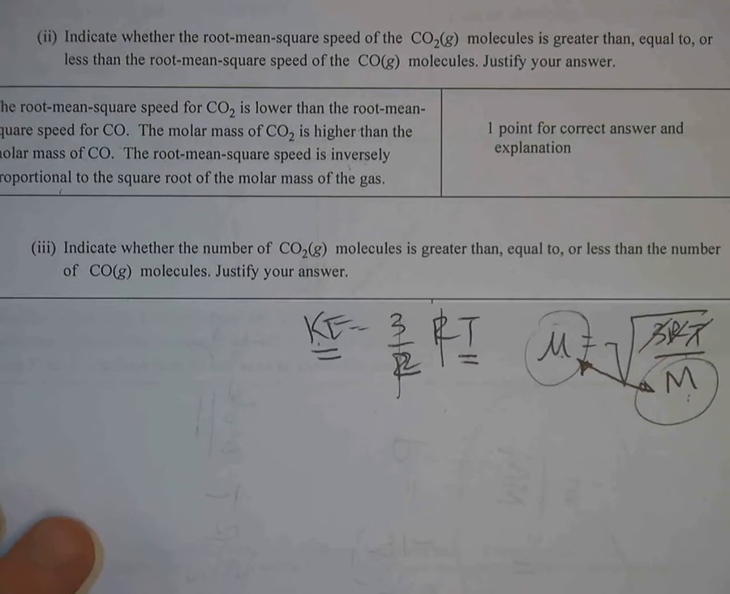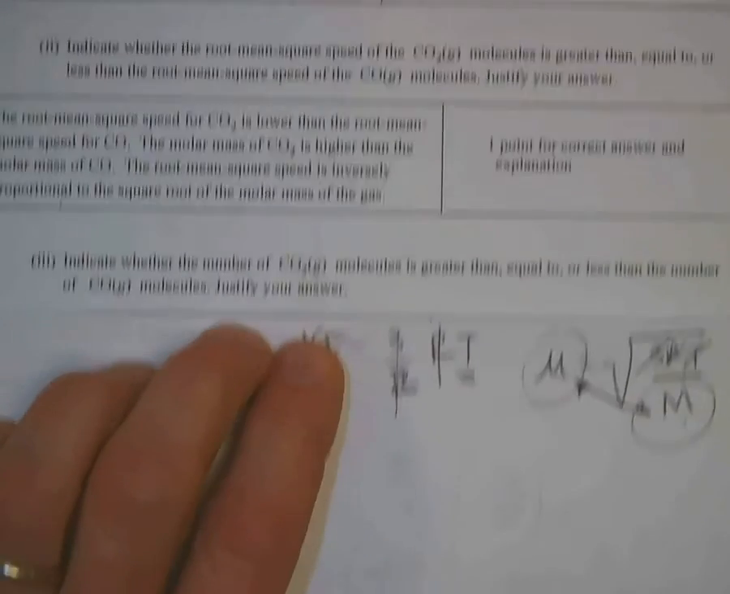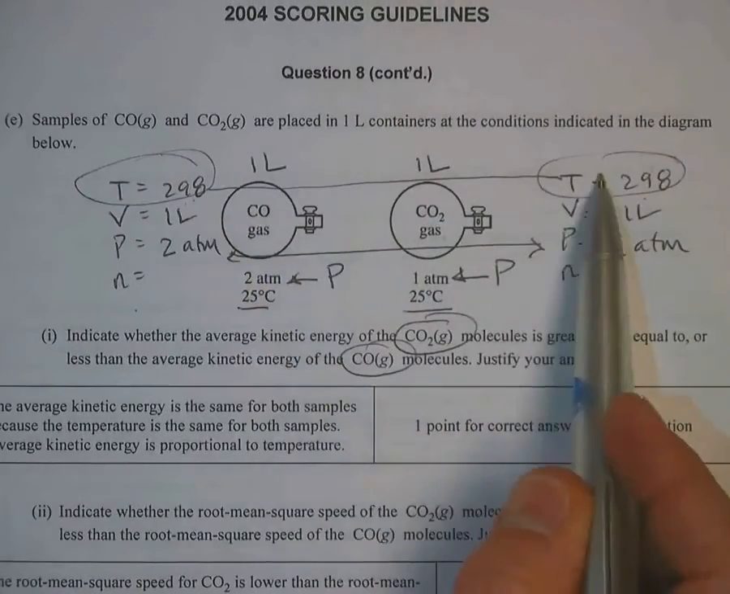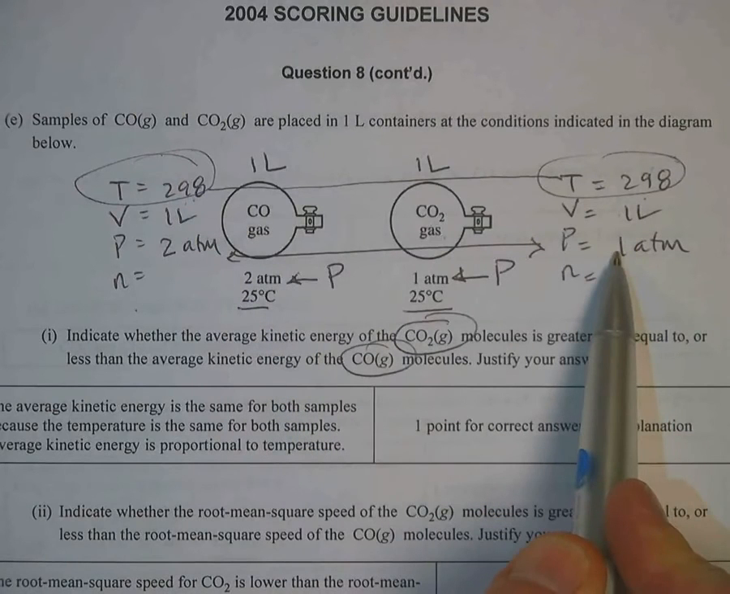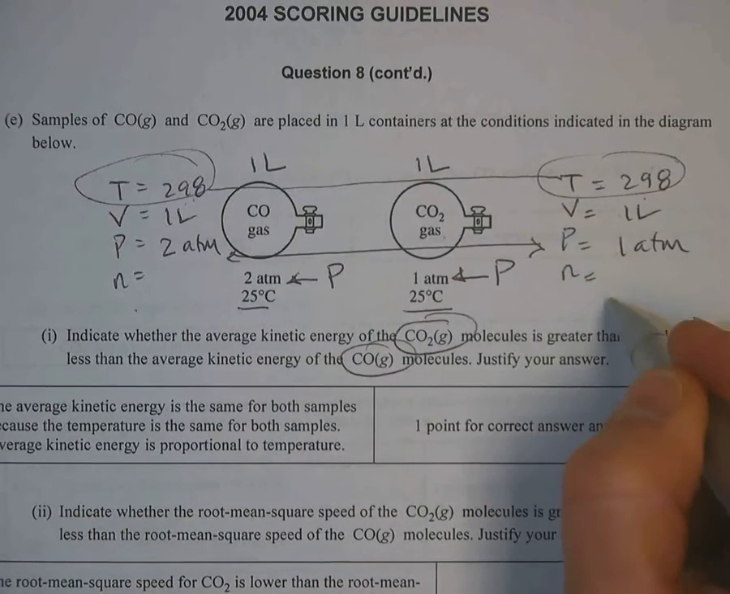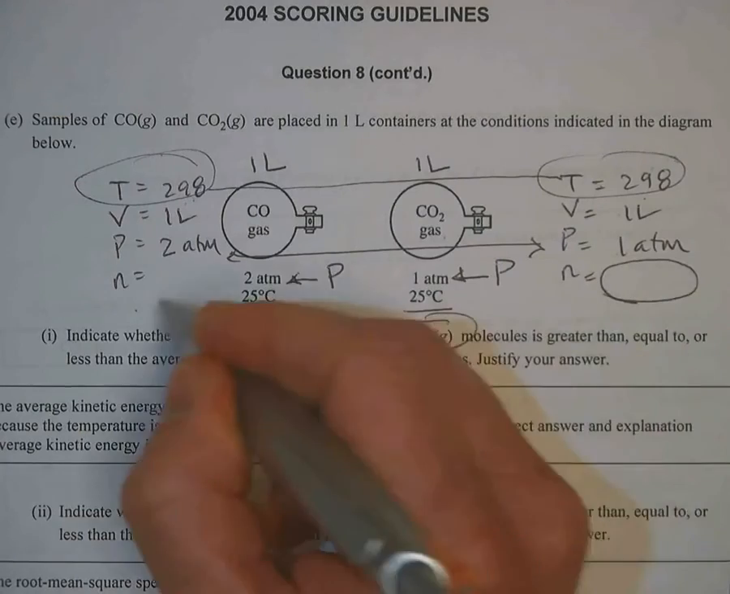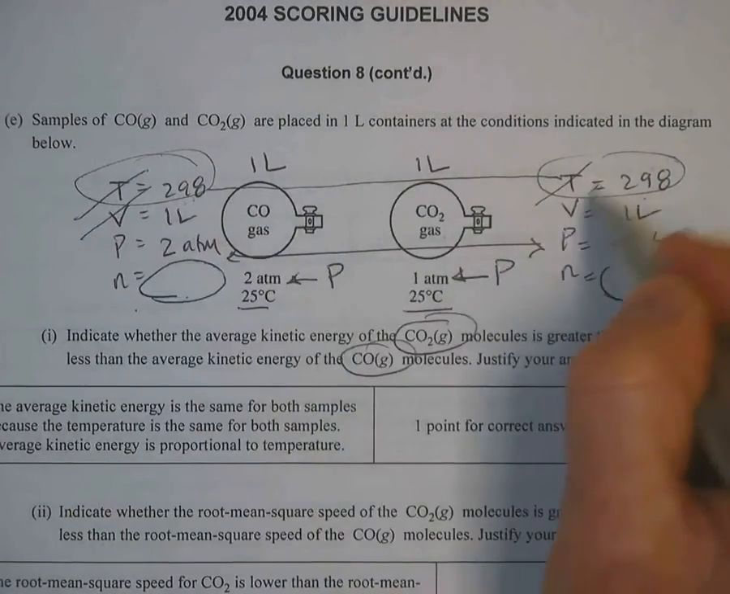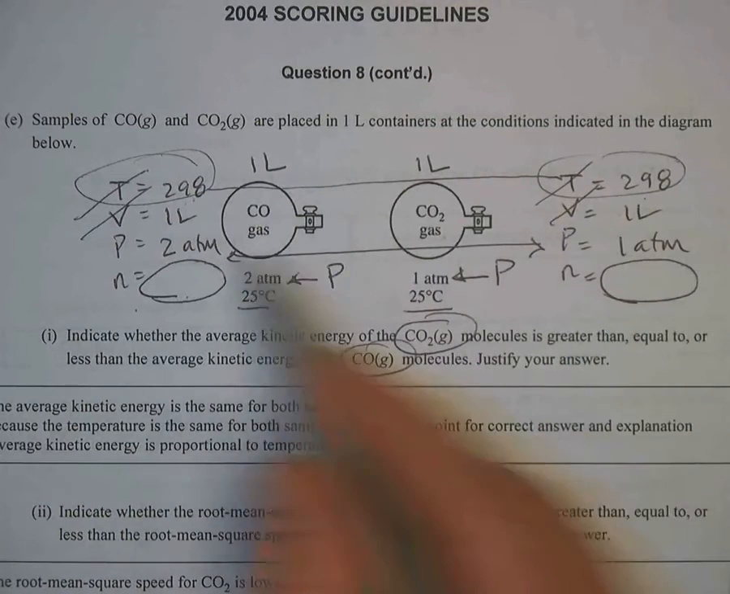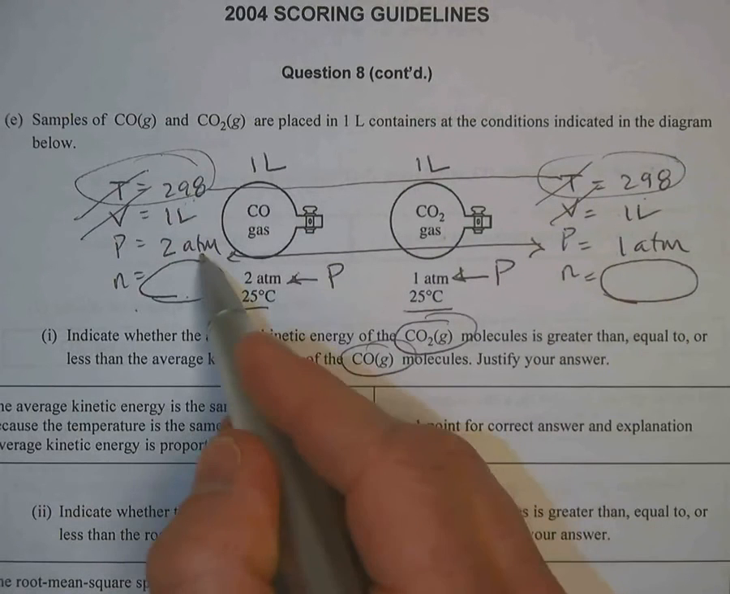Lastly, indicate whether the number of CO2 molecules is greater than, equal to, or less than the number of CO molecules. Justify your answer. Well, now you can use your relationships that you had up here between temperatures being the same, volume being the same, but pressures are different. So the only thing really factoring in to change the number of moles of gas is not temperature, because they're the same, not volume, because they're the same, but pressure.